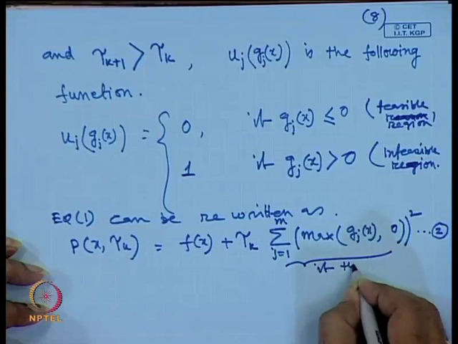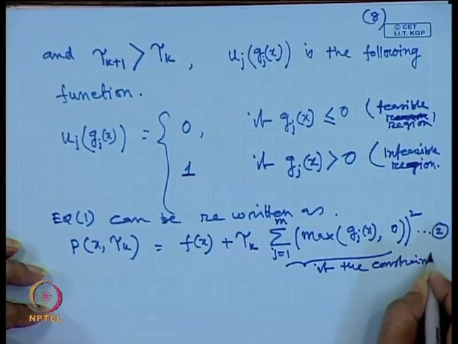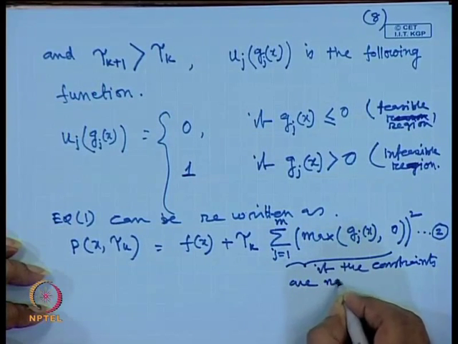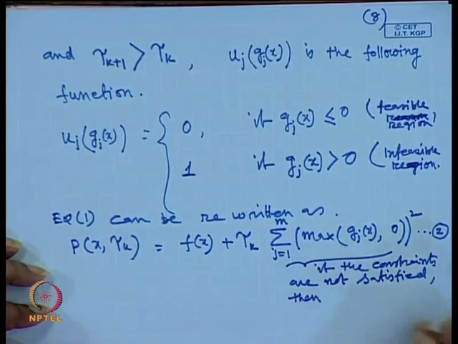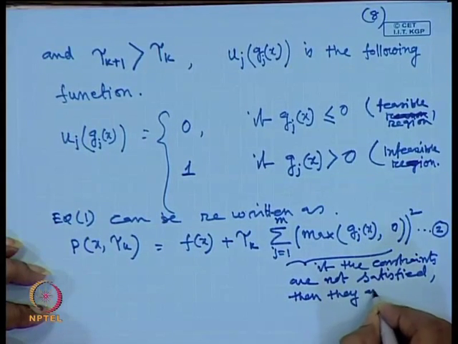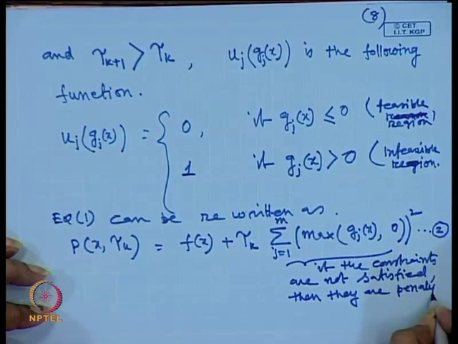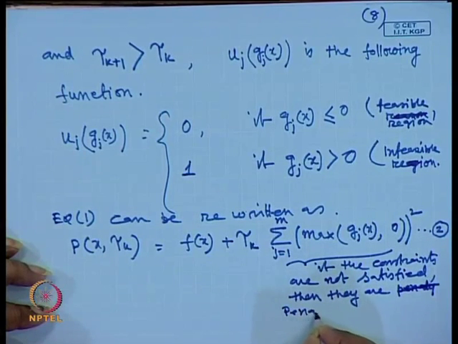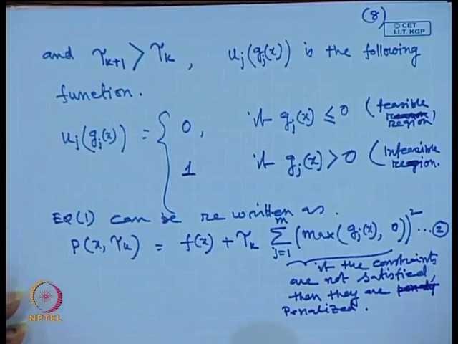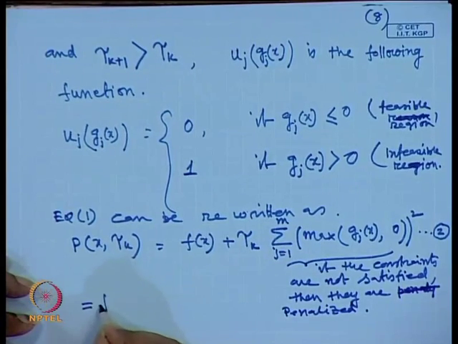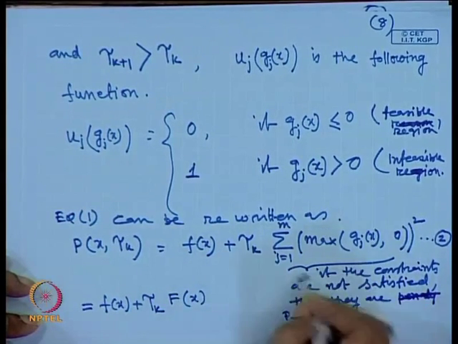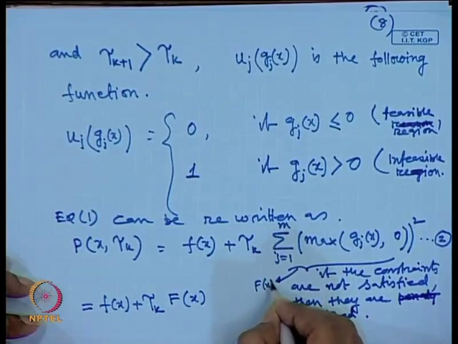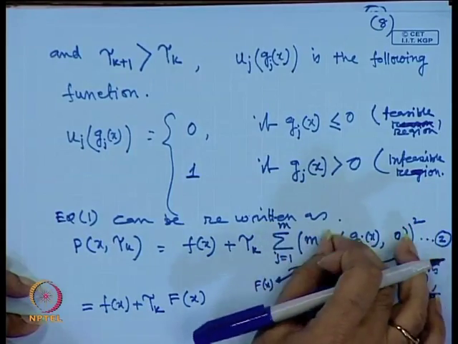So we can write it this way. If the constraints are not satisfied, then they are penalized. Okay. So, this equation I can write as f(x) plus tau_k times the summation of this, where f(x) is the objective.